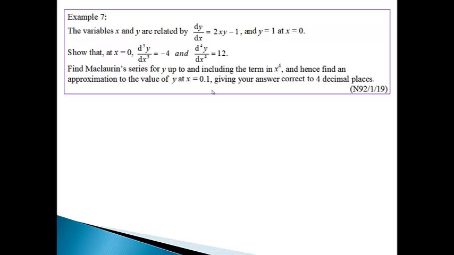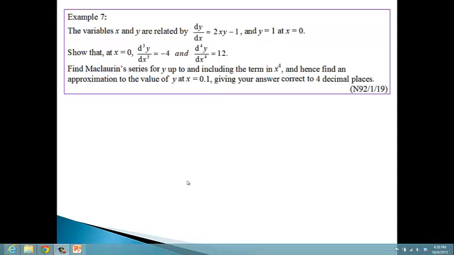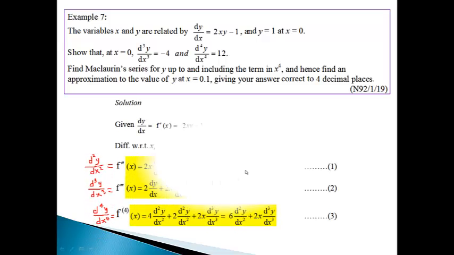So how do we show it? It's exactly the same as what we did for examples 5 and 6. So now we are given that dy/dx equals 2xy minus 1. Differentiating with respect to x, we'll arrive at d²y/dx² equals 2x dy/dx plus 2y. The technique here is similar to the earlier examples 5 and 6, so details will not be given here.